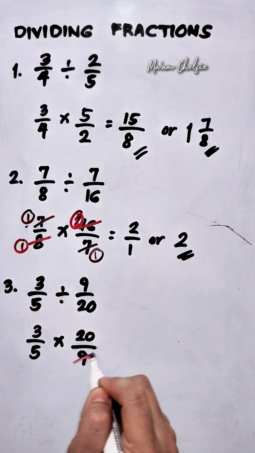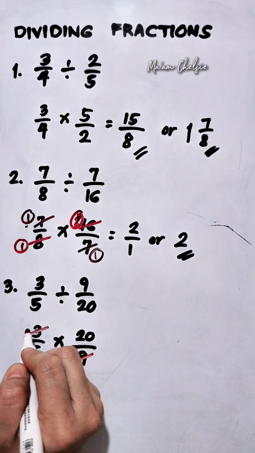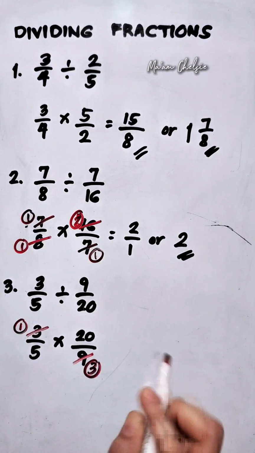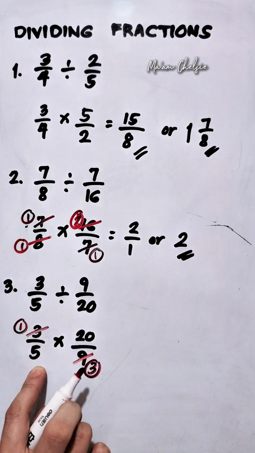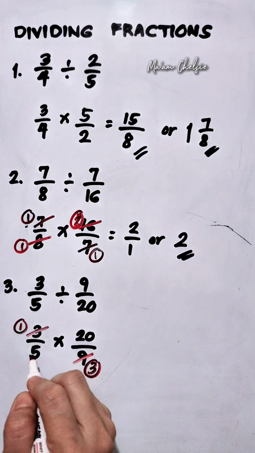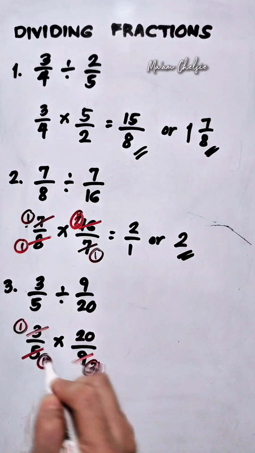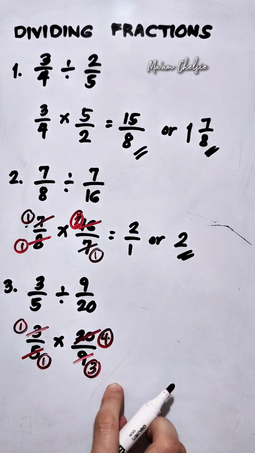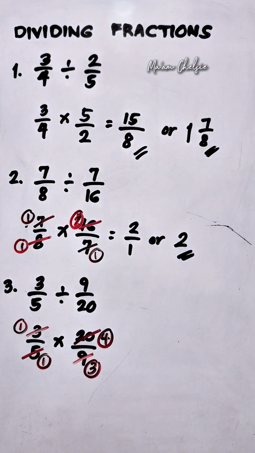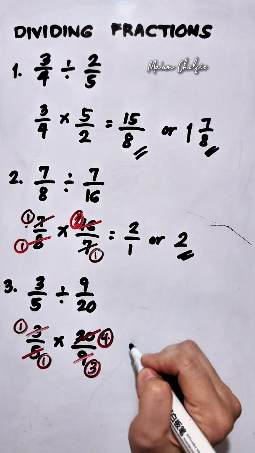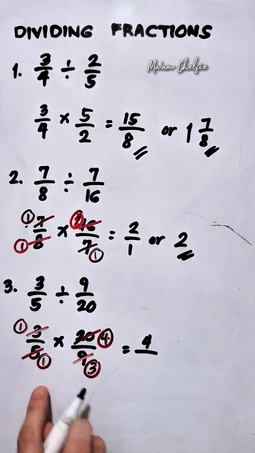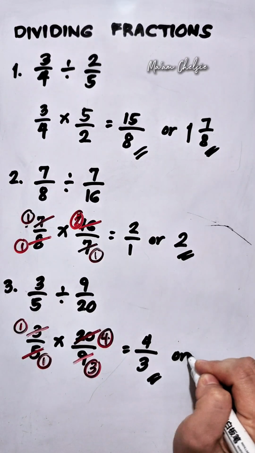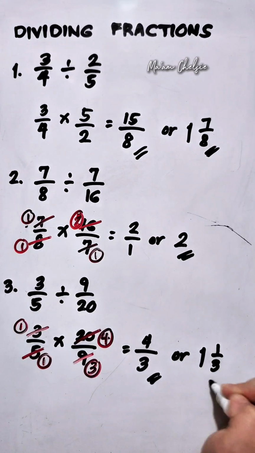3 and 9, meron yan, which is 3. So, 3 divided by 3 is 1. 9 divided by 3 is 3. Tapos ito, 20 and 5, meron din. Greatest common factor, which is 5. So, 5 divided by 5 is 1. And 20 divided by 5 is 4. Tapos itong 4 and 3, wala naman. Okay, so, proceed na. 1 times 4 is 4 over 1 times 3 is 3. Pwede na yan. Or 1 and 1/3.